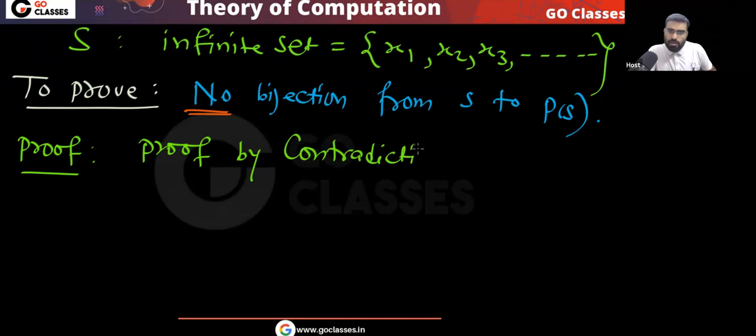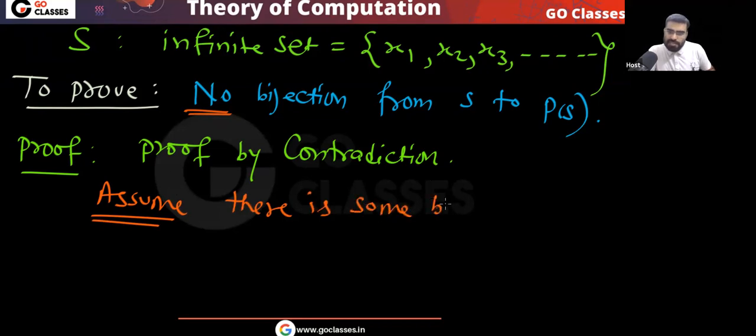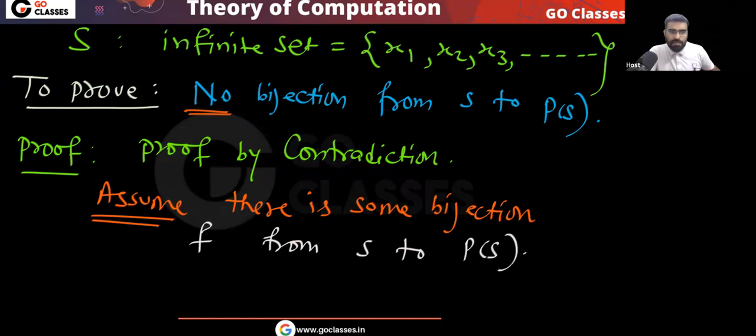We can prove it by contradiction. First, what I will assume is that there is a bijection. Just assume there is some bijection. I don't know which bijection, but assume there is some bijection F from S to PS.